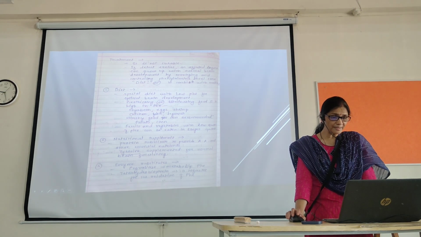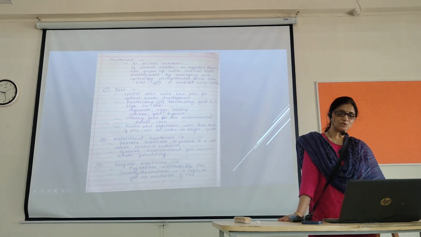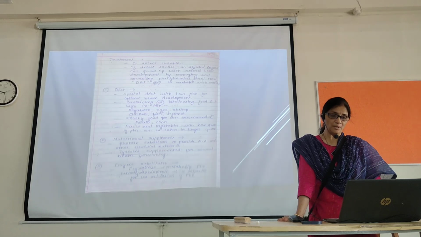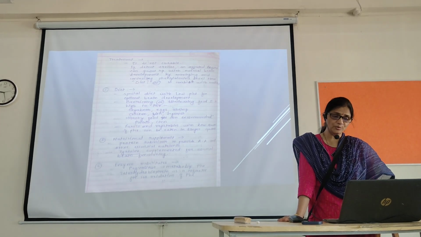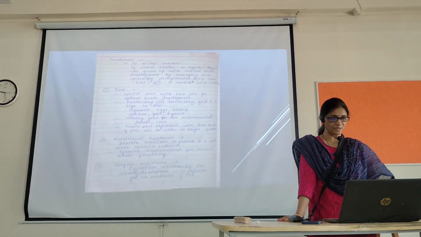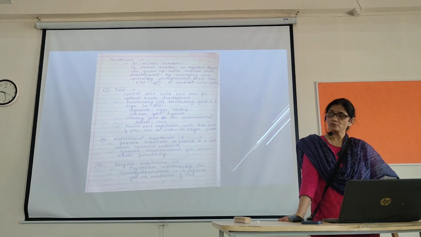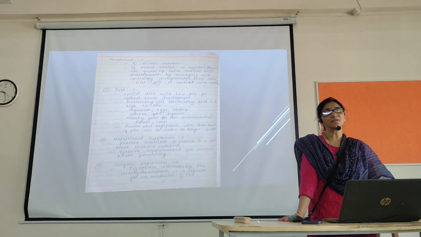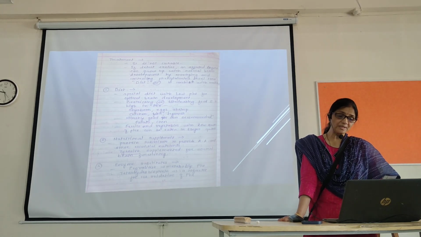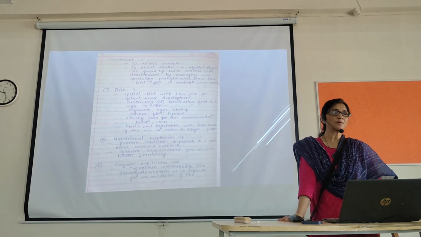Then the diet recommended by the doctor is a special diet with low amino acid for optimal brain development. Then restricting or eliminating foods high in phenylalanine, that is soybean, eggs, shrimp.